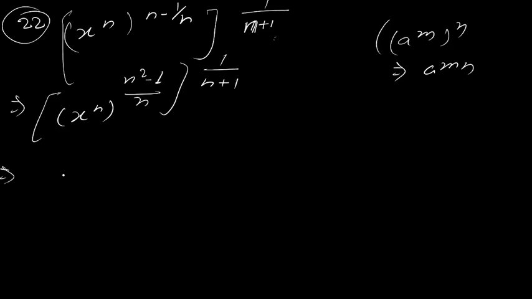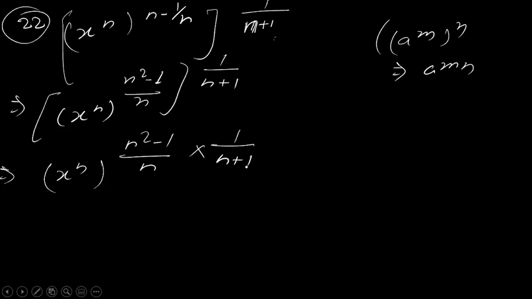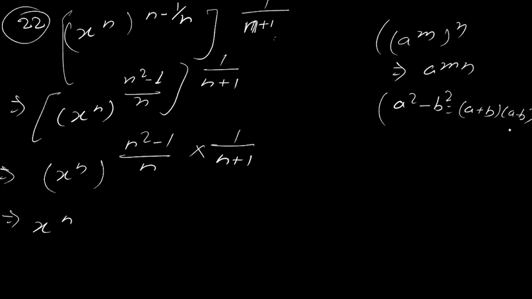Now x to the power n. Now we will open this bracket, then it will become n square minus 1 divided by n, multiplied by 1 divided by n plus 1, right? Right, sir. So x to the power n, and one more thing you learned: a square minus b square, you can write as a plus b, a minus b.